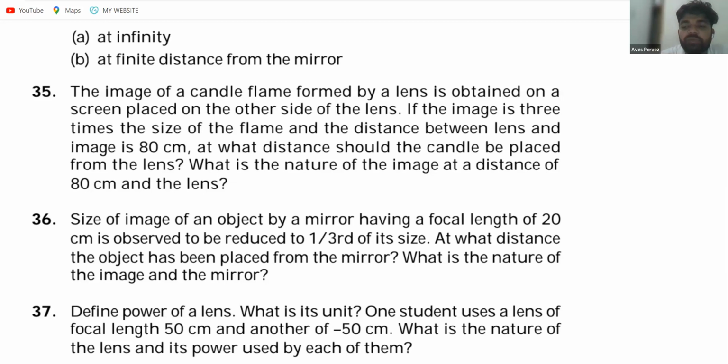Can you predict the nature of the image without solving? Anybody in the class? Sir, a diminished image is formed. Yes, a diminished image is formed, that is 1/3 of the size. And is it virtual or real?